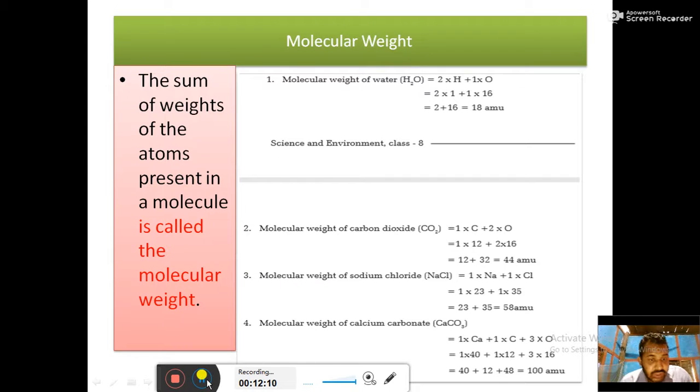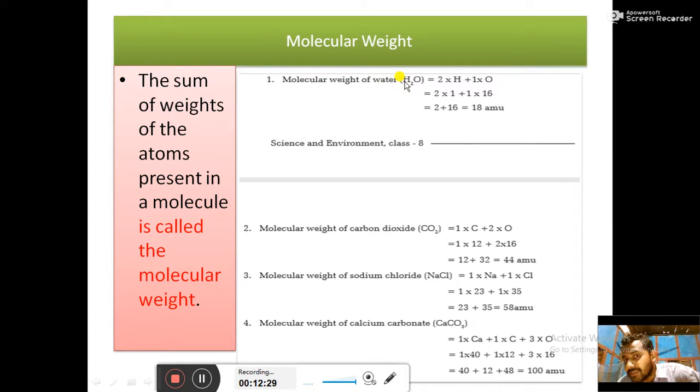your topic. We are going to learn today about molecular formula. The sum of weights of the atoms present in a molecule is called molecular weight. The sum of weights of the atoms. Now you are given water, H2O. You should know water means H2O. That is a symbol of molecular formula.